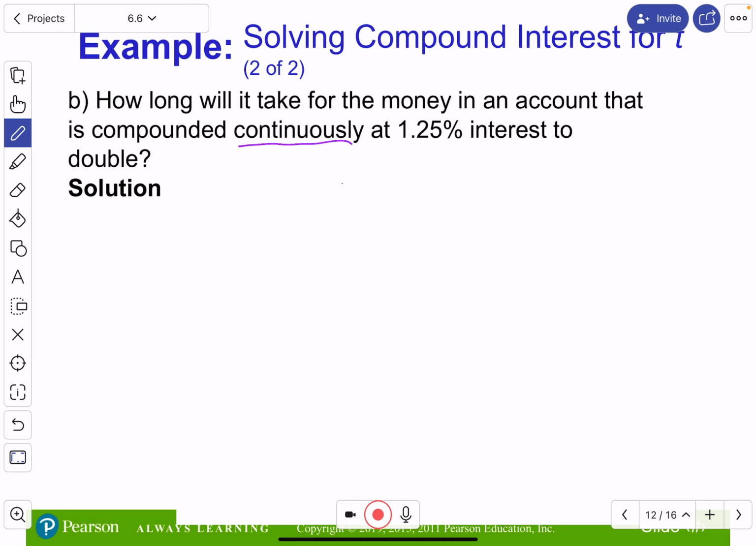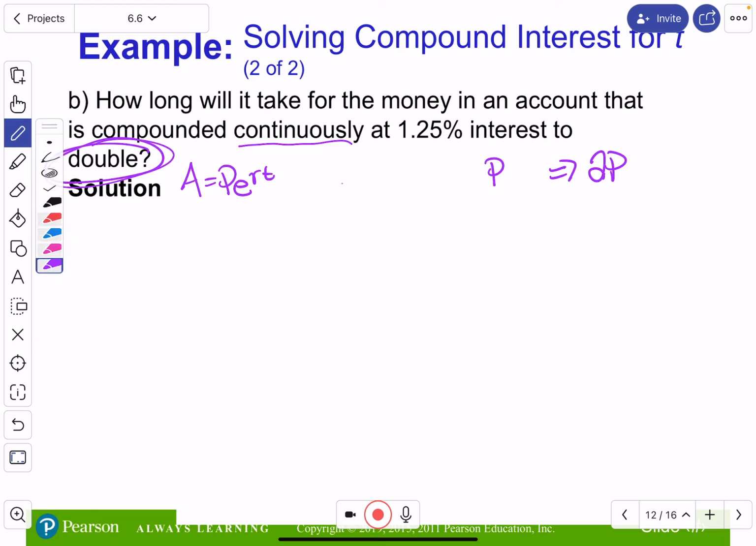Now we're doing continuous compounding, so that's our Pert formula. How long will it take for the money in the account to double? If our principal is P, then doubling that is 2P. So we're going to plug those in. We've got 2P equals Pe to the, our rate is 0.0125, and we have a t there.